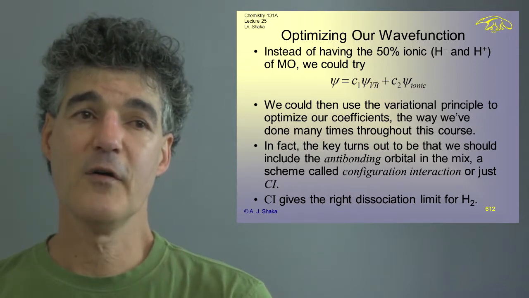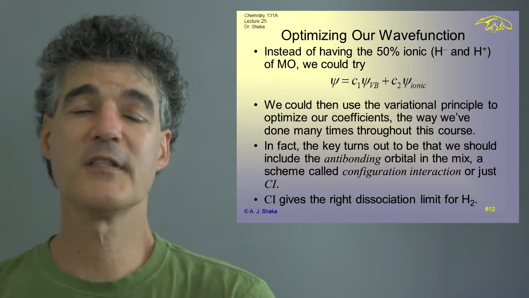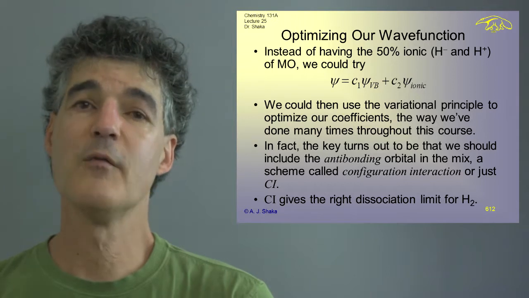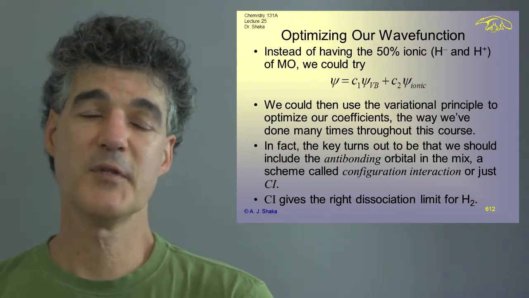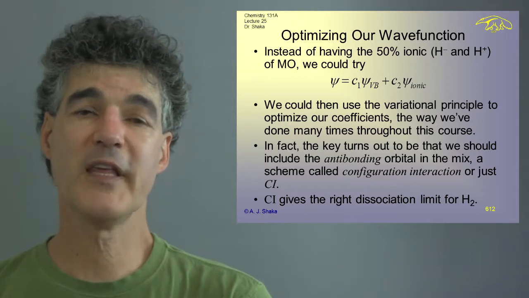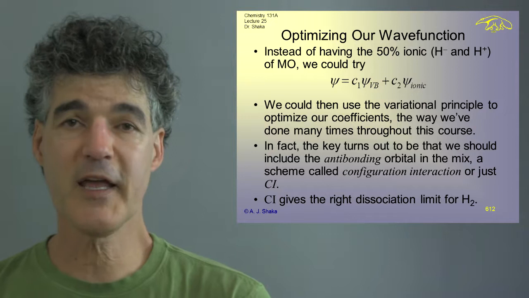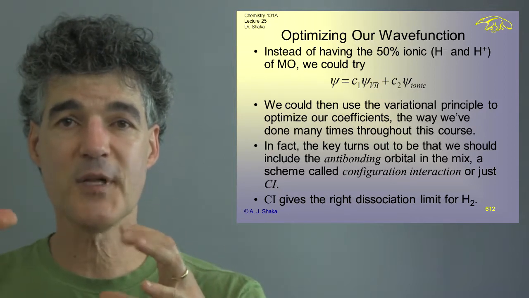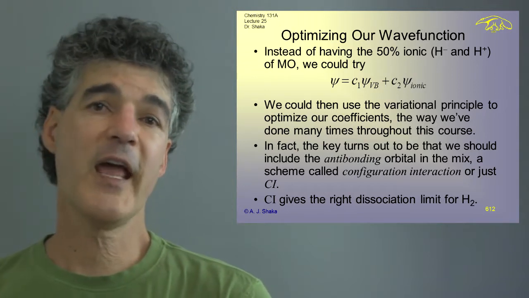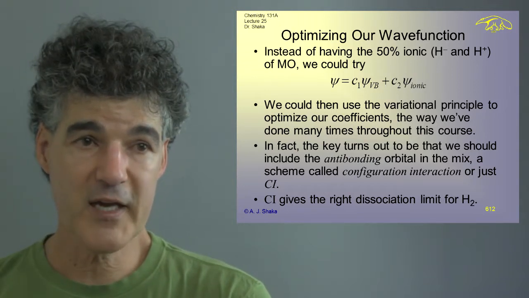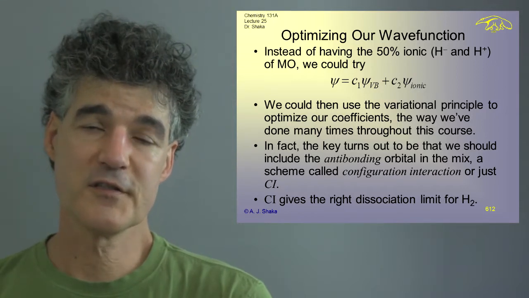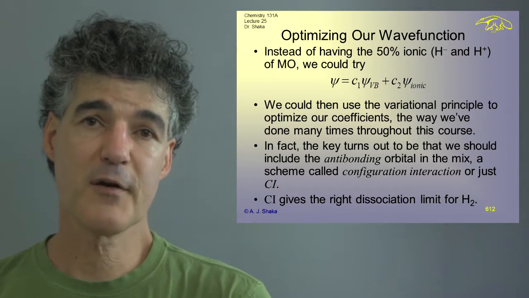In fact, though, it turns out there's a slightly different way of looking at this. What we ought to do, it seems a bit counterintuitive, is include a bit of the anti-bonding orbital. Remember, we had the combination plus plus and plus minus that had a node. If we include a little bit of the anti-bonding orbital in the mix, in a scheme called configuration interaction, or just CI, then we can get a much better result.